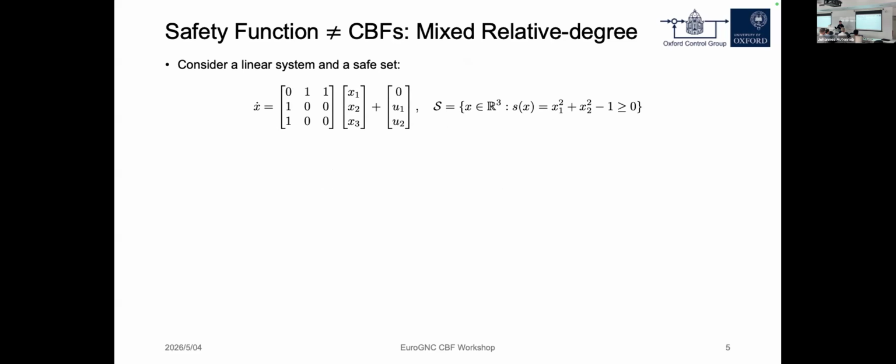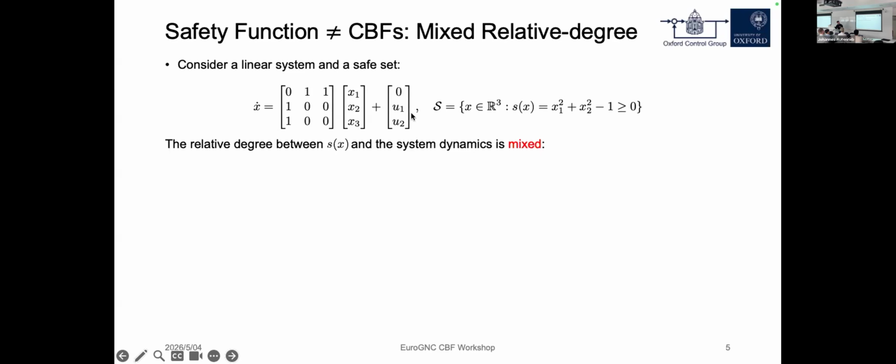Yeah, it's still only over x1 and x2 over here. It's the same specification as the last case. What will happen if we use S of x as a control barrier function for this system? Well, similarly, we consider the relative degree. We consider the derivative of S of x with respect to the system dynamics.